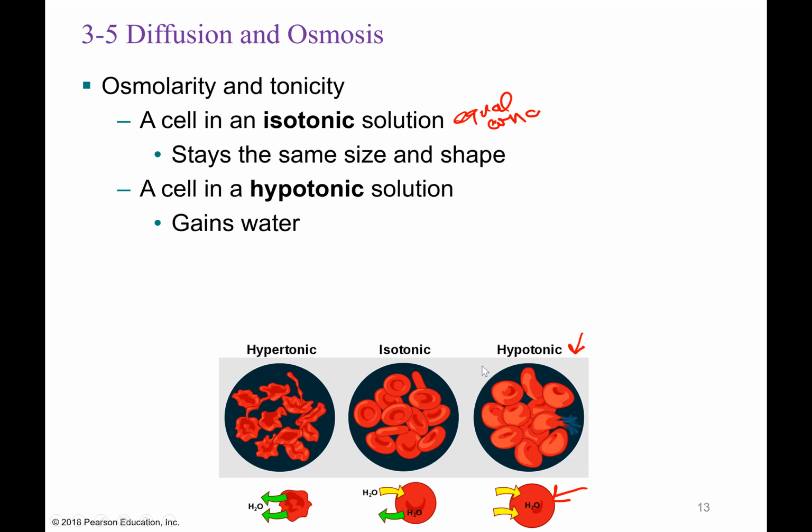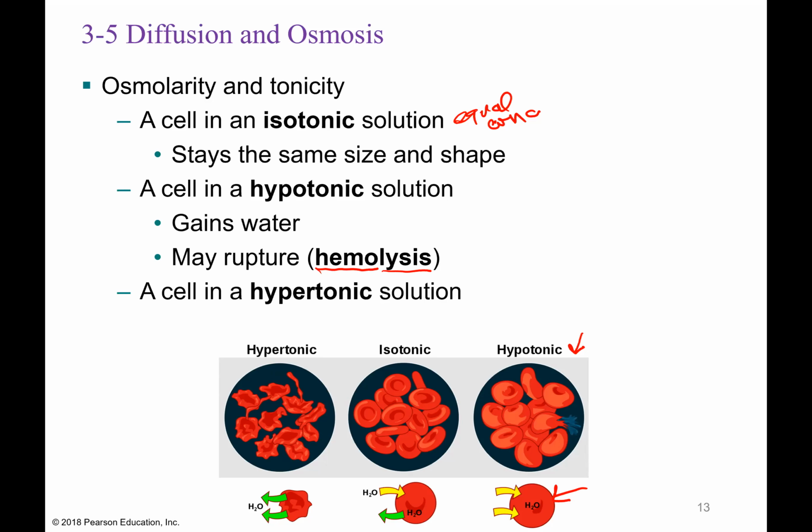So it's gaining water. And if the solution is very hypotonic, like let's say pure distilled water, and you put red blood cells in it, those cells will swell up and gain water until they eventually burst because they can't reach equilibrium. They have taken on so much water they can't handle it. So when they rupture, this is called hemolysis. Hemo referring to the blood cell, lysis is burst.